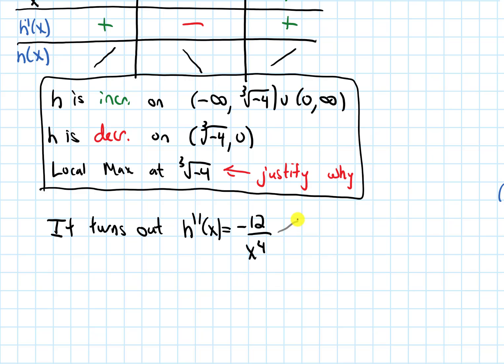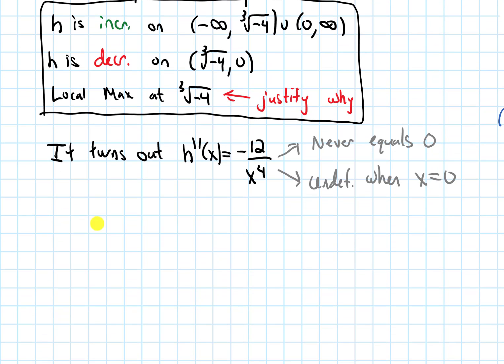So we need to figure out when is this equal to 0? And for a fraction to be equal to 0, the numerator would have to be 0. But this numerator is negative 12. That's definitely never going to be 0. So this never equals 0. And then I got to figure out when is it undefined. It's undefined when the bottom is 0. And that happens when x is 0. So we're ready for the number line.